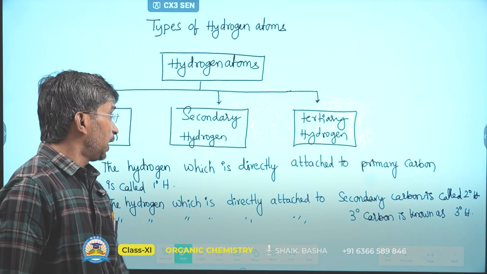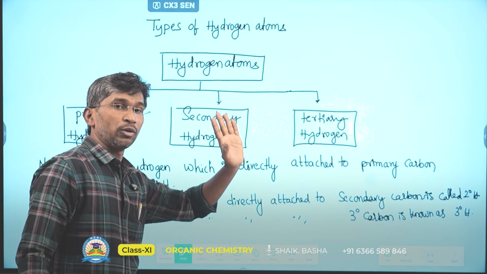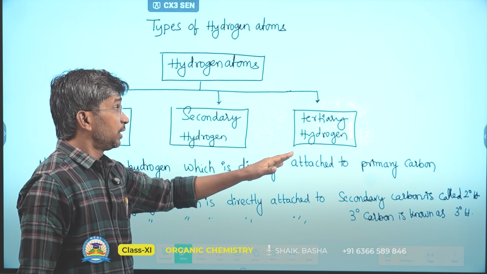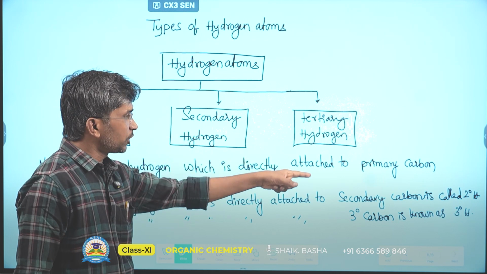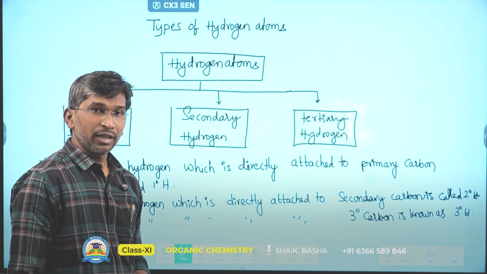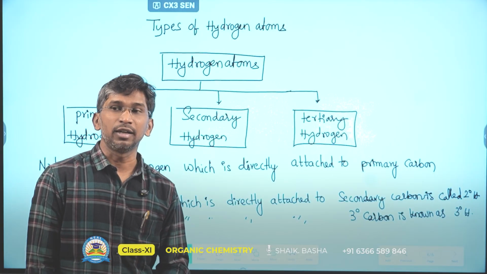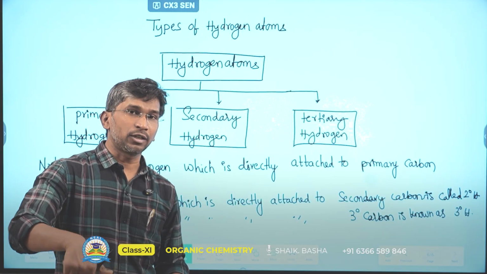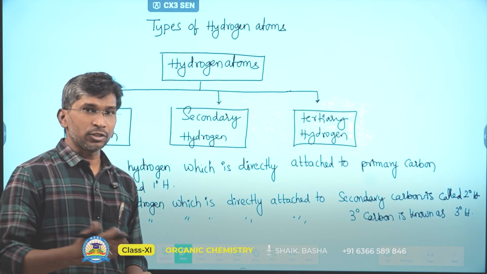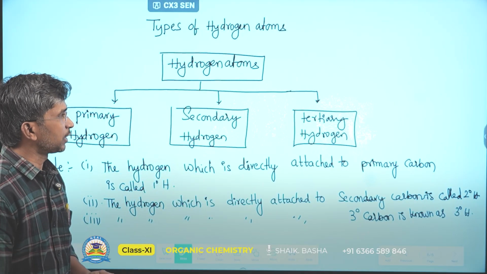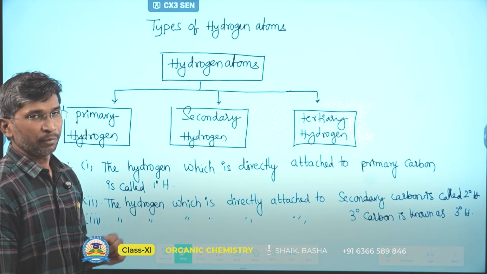What about quaternary hydrogen? Quaternary hydrogen is not possible, I told you. Why? If it were possible, that hydrogen should be connected to quaternary carbon. But the carbon combining capacity is a maximum of 4 only. That means the carbon is already connected to 4 other carbon atoms, so there is no possibility to connect with hydrogen. That's the reason quaternary hydrogen is not possible.